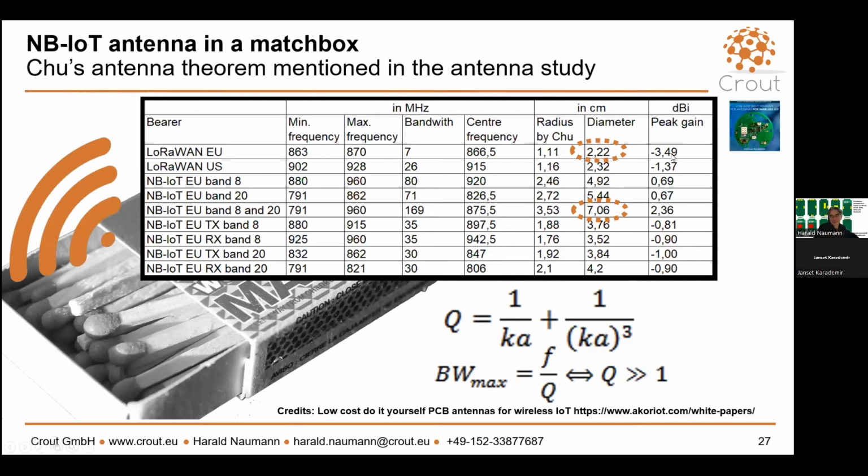So if you use Chu, then you will see if you really make it small, it will work. But the drawback is that you have minus 3 dB peak gain. That means you can make it smaller, but with the drawback that the gain will be lower. And with narrowband IoT, you cannot go that small. It's impossible.